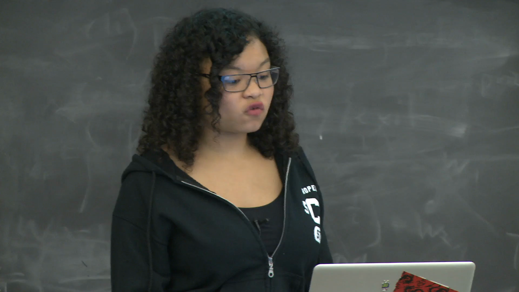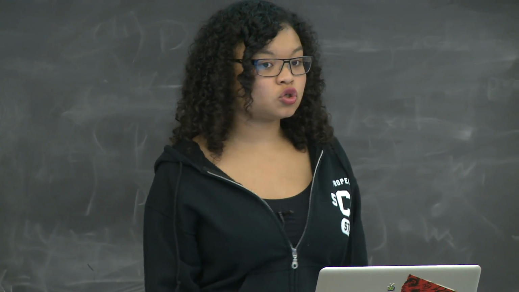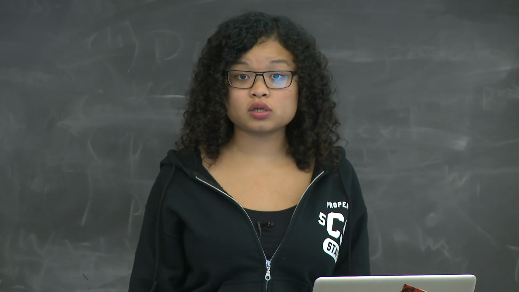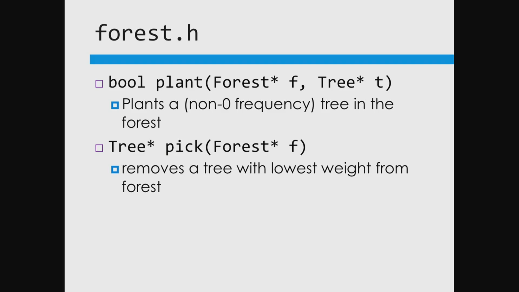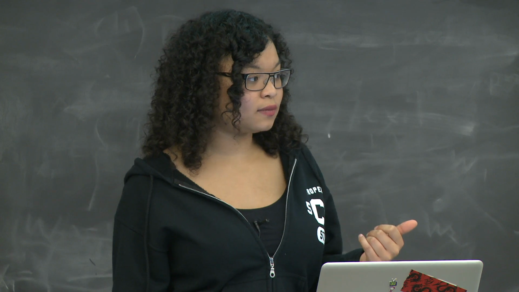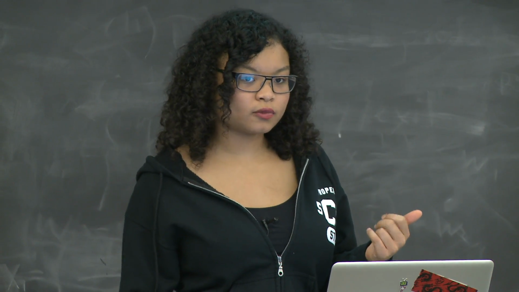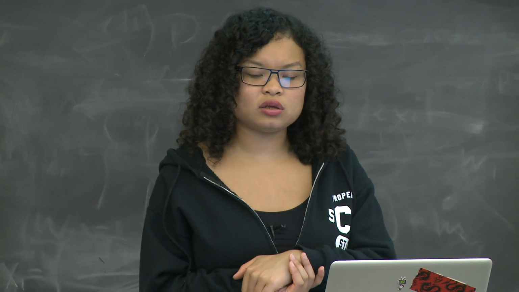So if we look in Forest, there are two main functions that we're going to want to become very familiar with. There's the Boolean function plant that plants a non-zero frequency tree inside our forest. And so there you pass in a pointer to a forest and a pointer to a tree. So quick question, how many forests will you have when you're building a Huffman tree?